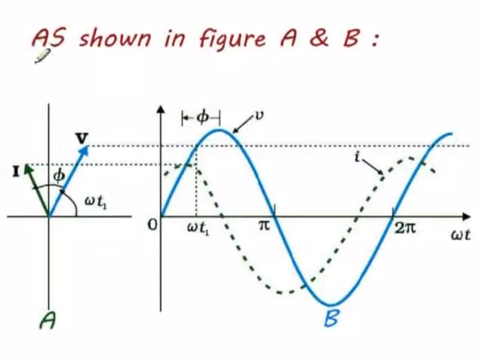following figures. As you can see, V is shown by the solid line and I is shown by the green arrowhead. V is shown by the blue arrowhead. Now the right hand graph shows V versus omega t and I versus omega t. Here V is shown by the solid line like this and I at t is shown by the dotted line as shown here.